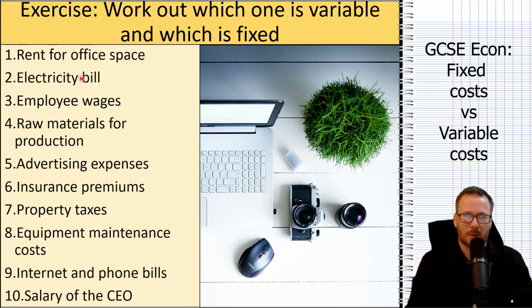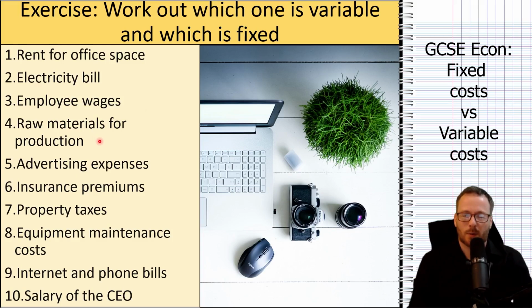So mostly variable, we'll say for that one. Employee wages. Wages are variable because they're different to salary. Salary is fixed, wages are variable. If this person works 40 hours or 50 hours, they'll get paid based on how many hours they work.